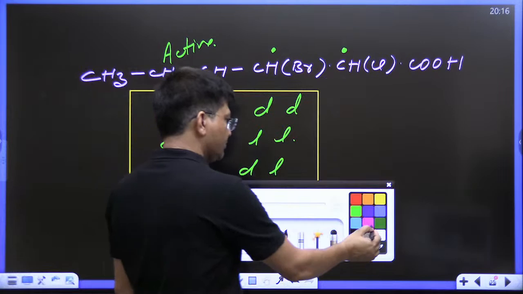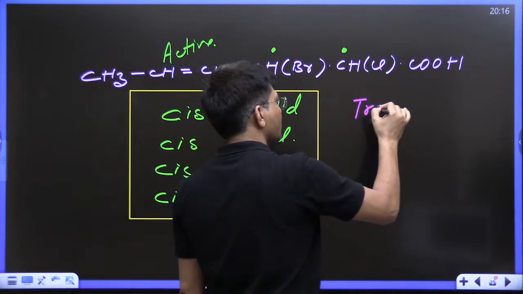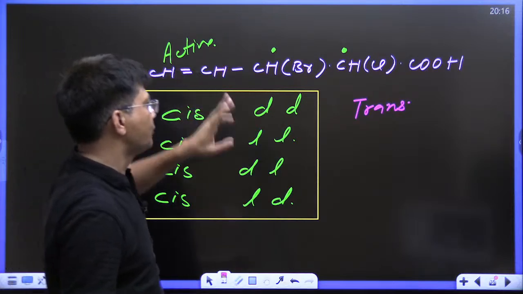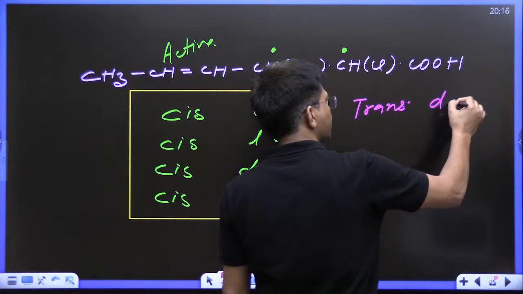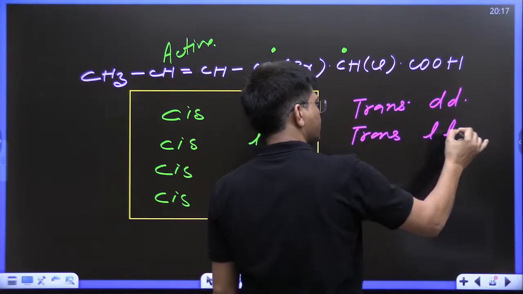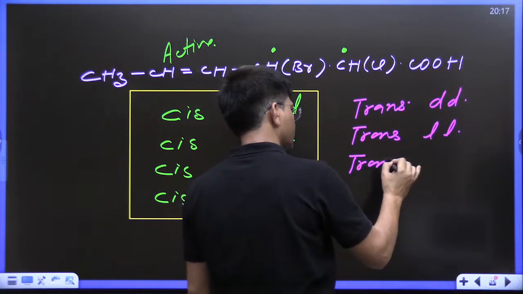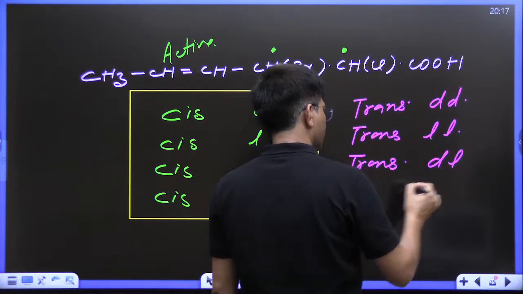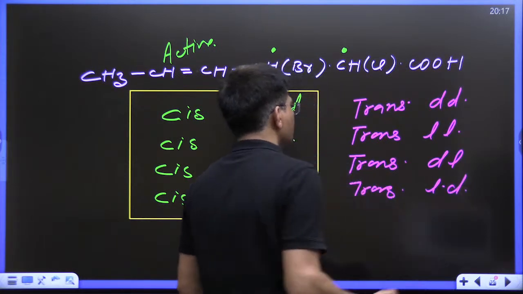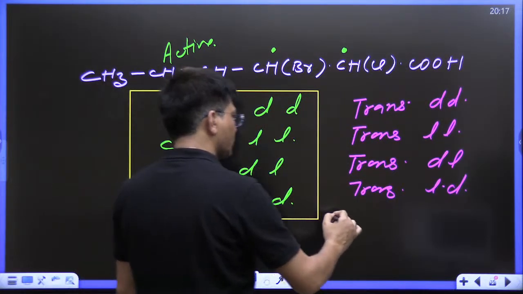Now, if I say this is trans, it is also possible. With trans also 4 possibilities: trans DD, trans LL, trans DL, trans LD. So how many compounds in total are you having?